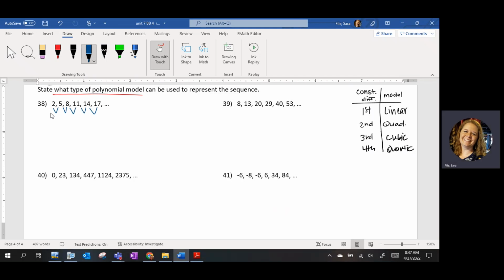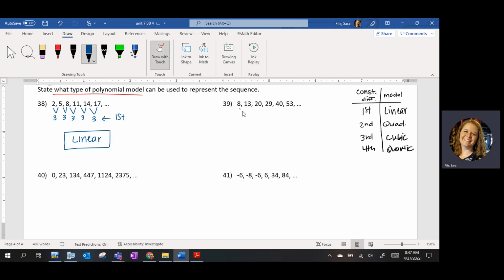Okay, so remember, you're finding the difference. You can think of it, some people can see it straight away. They can say, oh, 2 to 5, that's +3. Okay, 5 to 8, that's +3. Okay, if you don't see it straight away, you subtract backward. You say, okay, what's 14 minus 11? Oh, it's 3. 17 minus 14. Oh, that's 3. So this is the first difference, isn't it? That's constant. So what model is this? This is linear. This would be an arithmetic sequence.